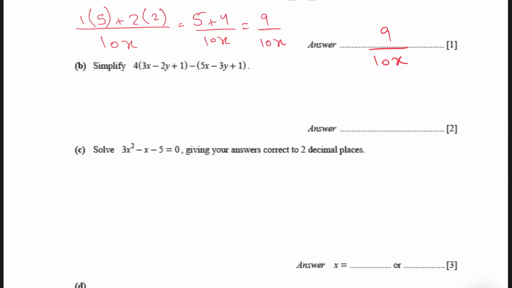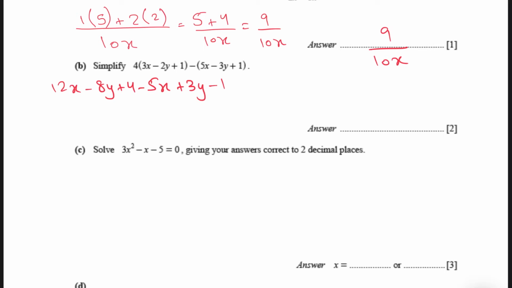The next part says simplify 4 times (3x minus 2y plus 1) minus (5x minus 3y plus 1). So you open these up. So you do 4 times 3x, which gives you 12x. Then you do 4 times minus 2y, which gives you negative 8y. Then you do 4 times plus 1, which gives you positive 4. Then you do negative times 5x, which gives you negative 5x. Then you do negative times negative 3y, which gives you positive 3y. Then you do negative times positive 1, which gives you negative 1.